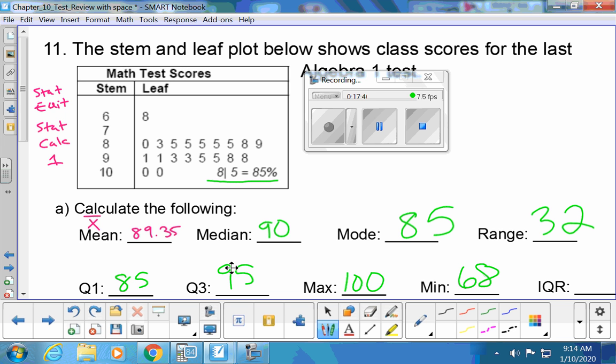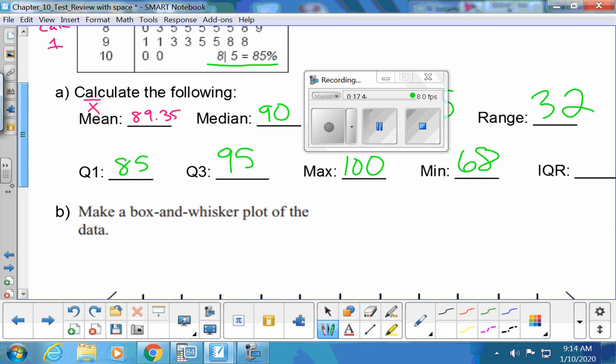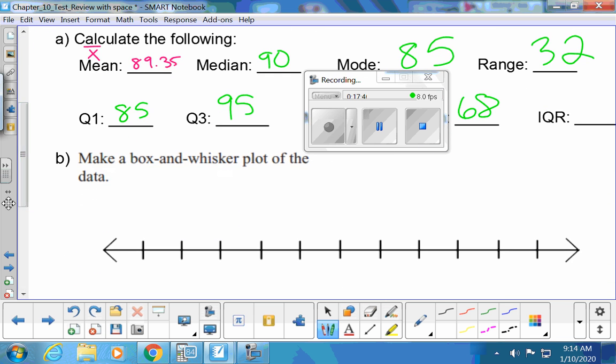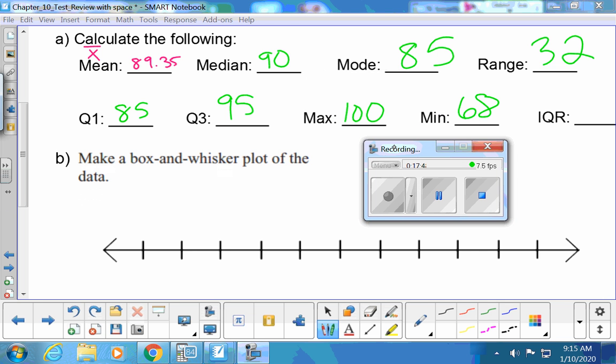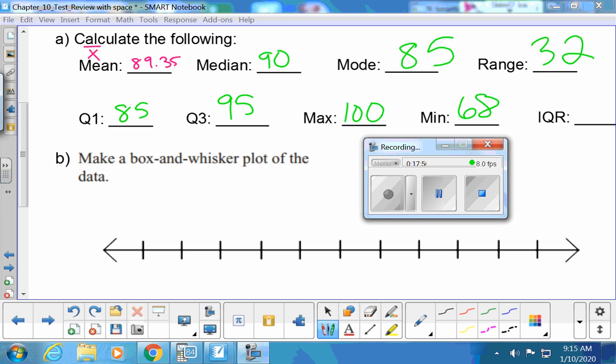Do you guys know what an IQR is? That might be confusing you guys. It's called the interquartile range, and it's the distance between Q1 and Q3. So Q3 minus Q1, what would that be?